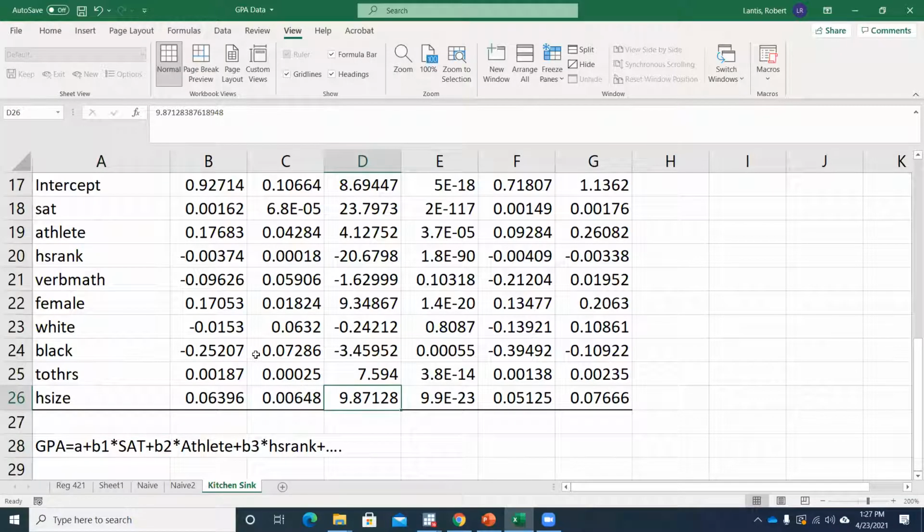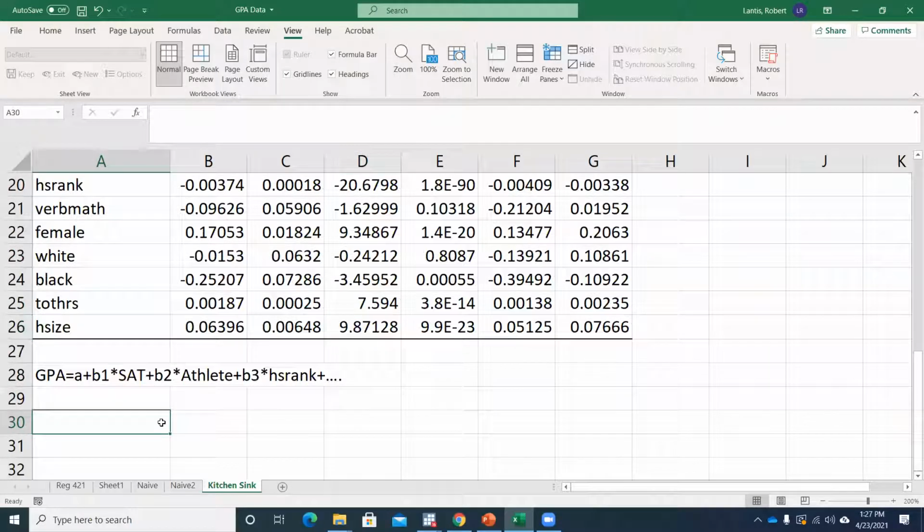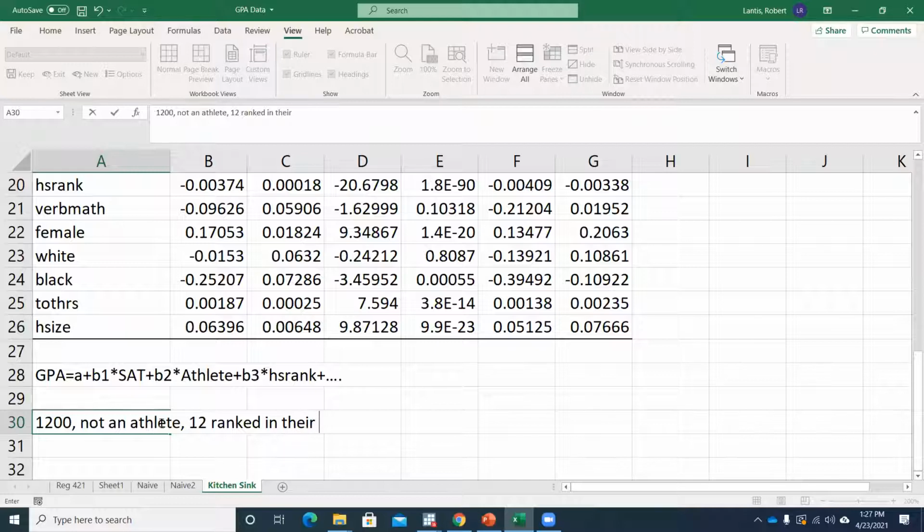So once I run this regression, I get these coefficient estimates. I could plug those into this equation. Then if I told you there's this hypothetical person who got a 1200 on the SAT, is not an athlete, and is 12th ranked in their high school, and so on and so forth, I would have coefficients that I could plug into this regression equation. And then for this hypothetical person, I could plug in these values for the X variables and come up with their predicted GPA. So I want to try to predict this hypothetical person's GPA.